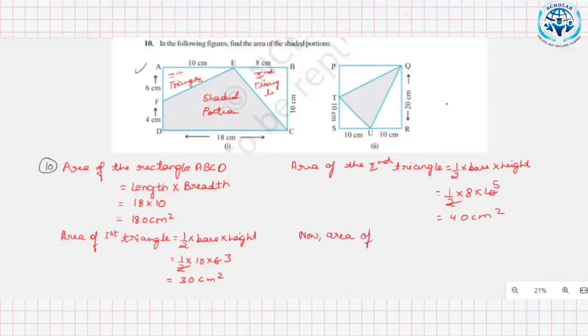Now we will subtract both these areas from the total area. That means 40 plus 30 is equal to 70 centimeter square. It will be subtracted from 180 and we will get 110 centimeter square as the area of the shaded portion.